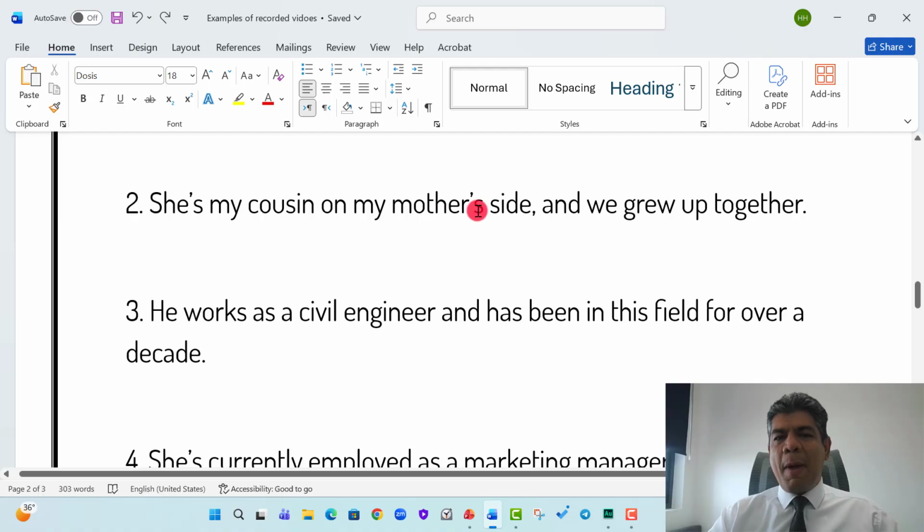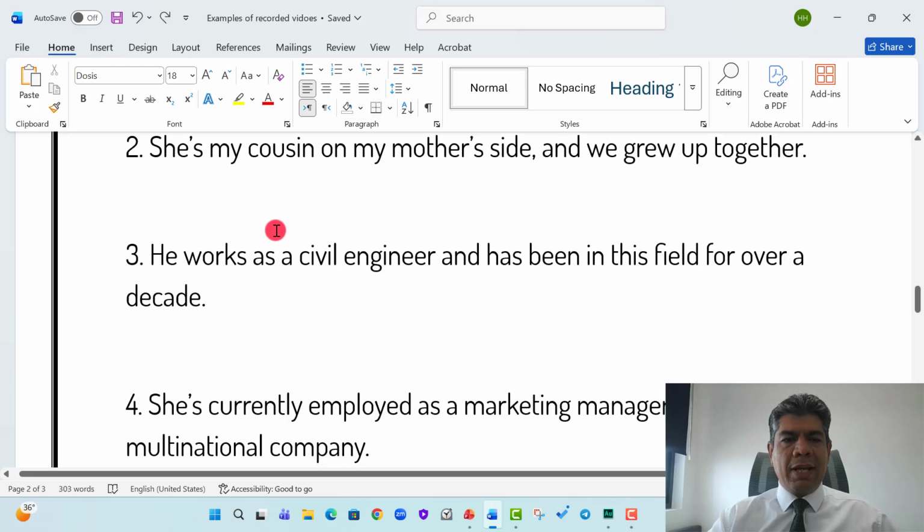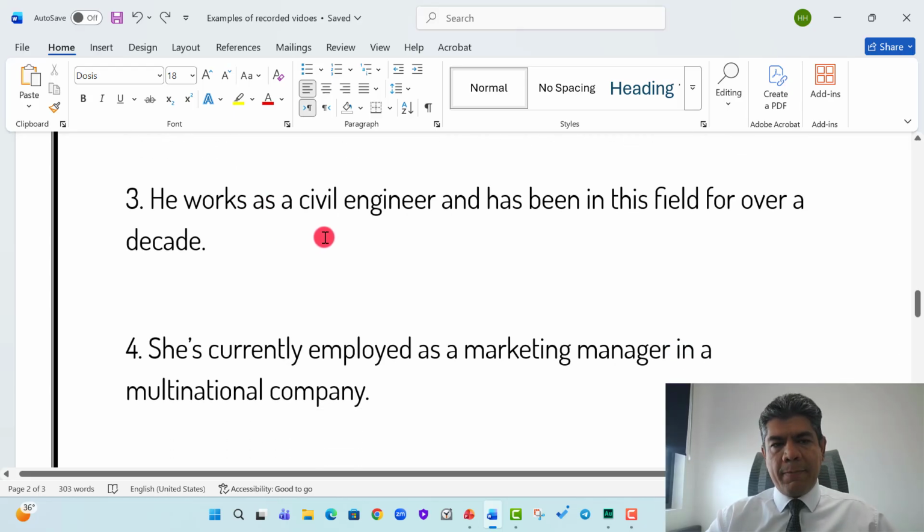She's my cousin on my mother's side. Lovely expression here. She's my cousin on my mother's side, and we grew up together. So this is another story. On my father's side, on my mother's side. So still we're talking about relatives. Now let's move on to the third example.